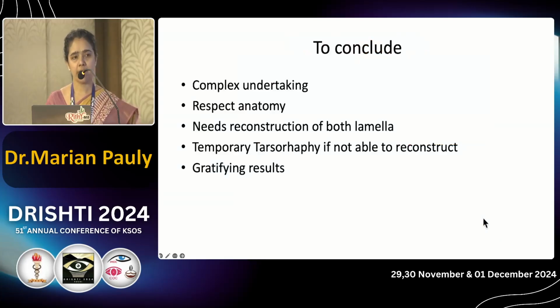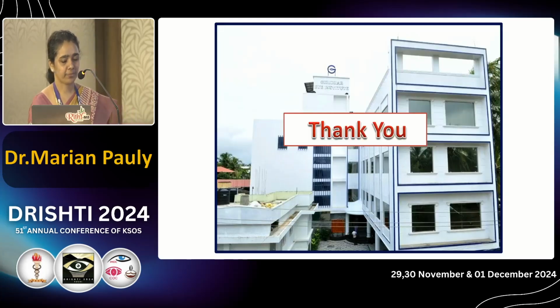So to conclude, it's a very complex undertaking. Always respect the anatomy. We need to reconstruct both lamellae, and if you are not able to reconstruct, at least do a temporary tarsorrhaphy and get help from somebody to reconstruct it. Very gratifying. Thank you.